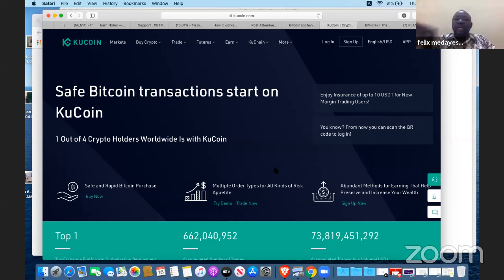Waiting for it. Good. Now it has written opened. Okay, so you just click open. Now, once you click open, it's going to show you something like this: create a new wallet, or already have a wallet.